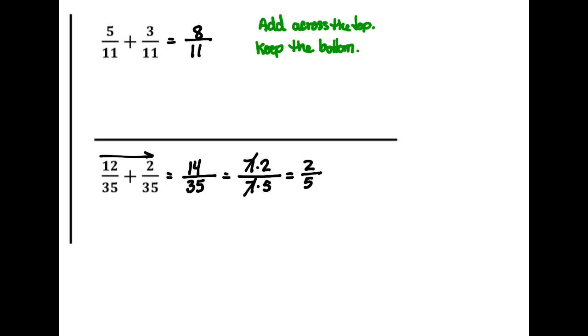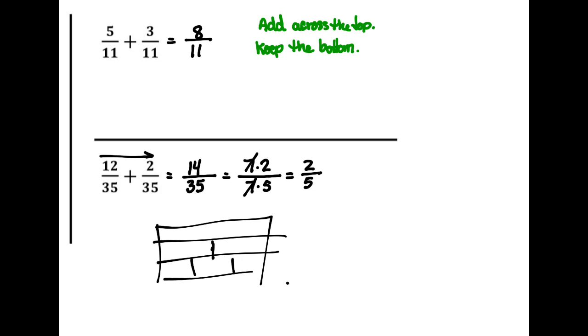Okay, so what that means, like at the very beginning when we had all of those fraction strips, right? And this was halves, and this one was thirds, etc., all the way down. If I went down far enough to get to 35, and I drew a line at 14 of them, that line would also be the same thing as 2/5. That's all the equivalent fractions mean, okay?